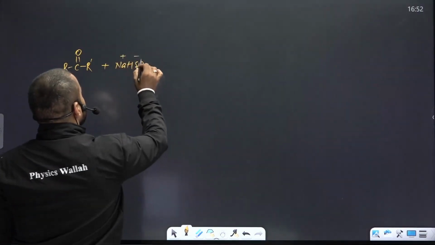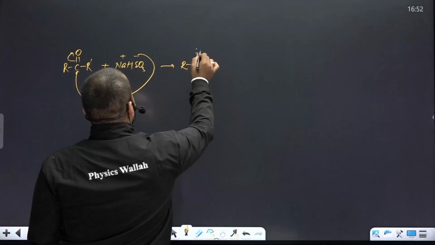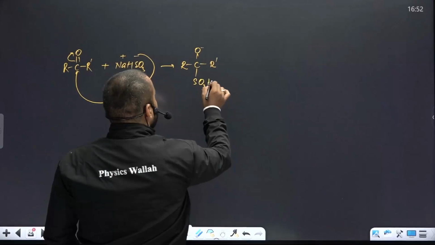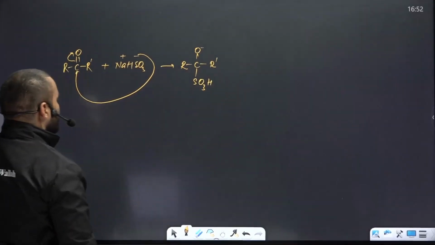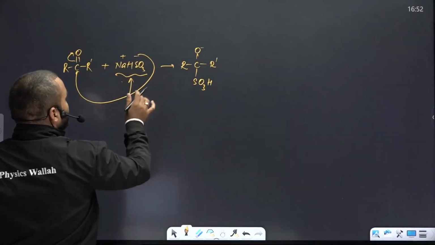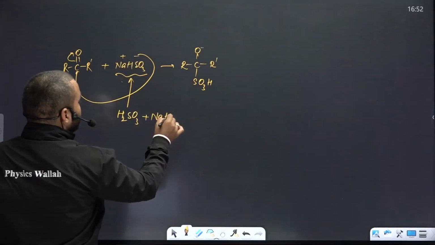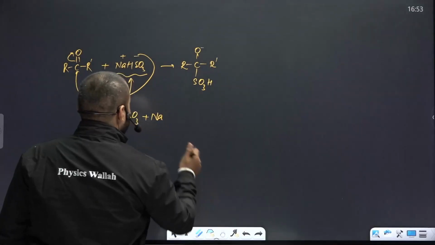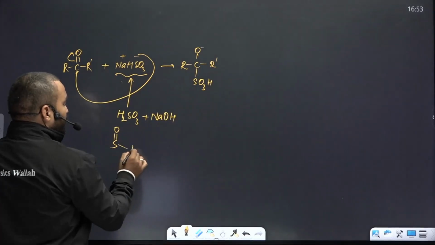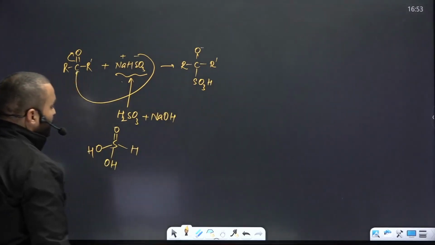Na plus HSO3 minus. So this attacks on the center, this bond opens up and you obtain R, oxygen with a negative charge, R dash as it is, and there is SO3H. I want you to open this molecule structure so that you know where this hydrogen is present. Can I say that this NaHSO3 would have been prepared from H2SO3 and reaction with NaOH? NaOH, not NaH. NaH also will work. So what's the structure of H2SO3? This is the molecule, right? So NaHSO3, this is the structure.